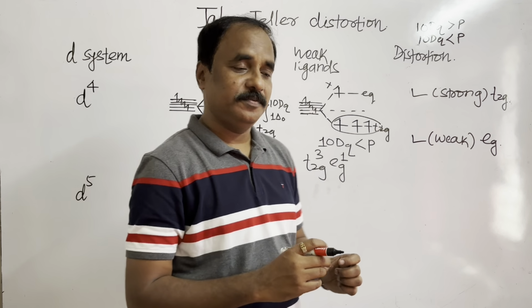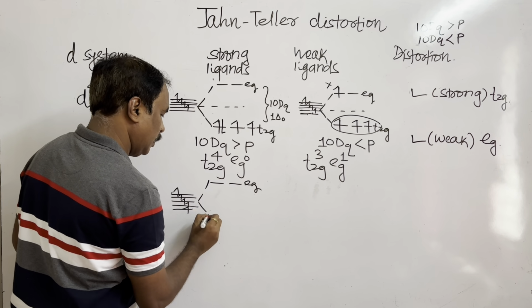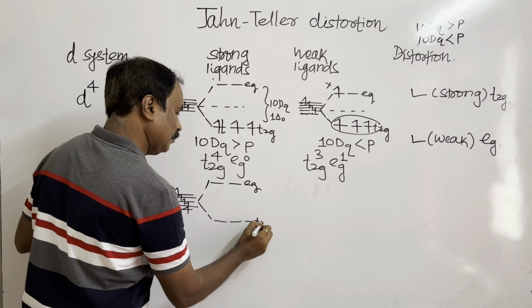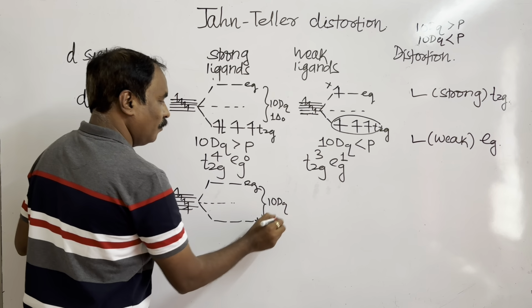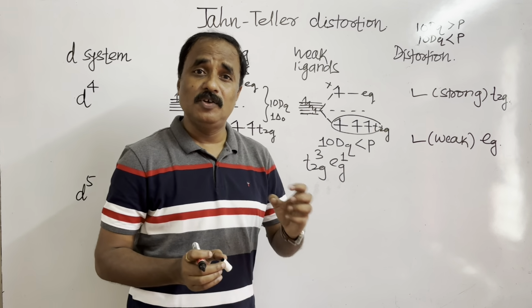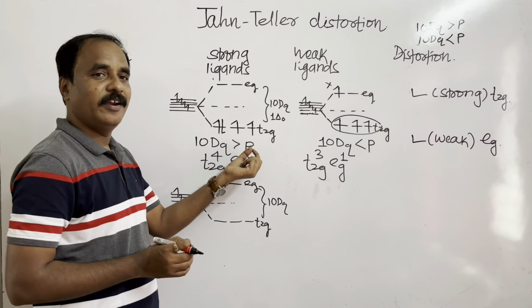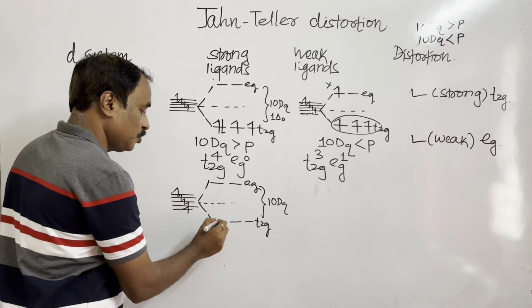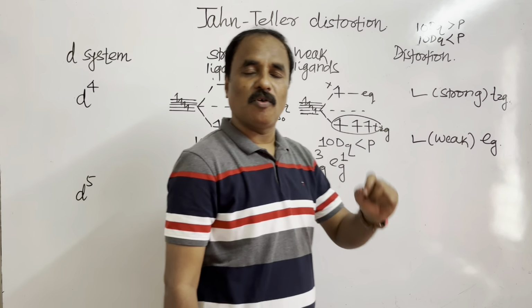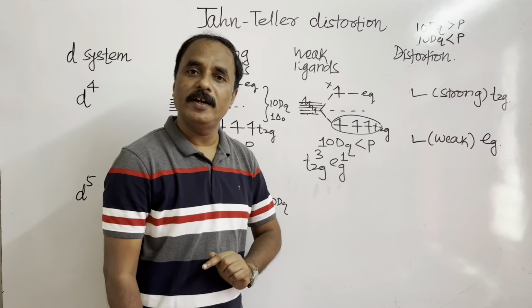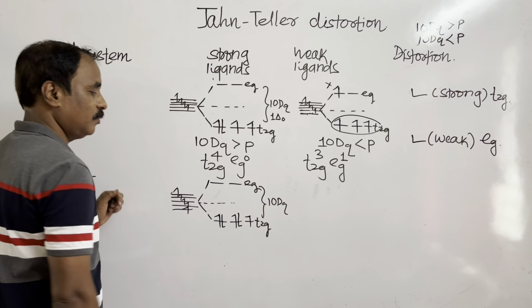Attack of strong ligands. Splitting of d atomic orbitals, Eg. And here it is T2G. This is a 10 Dq. When there is attack of strong ligands, we know the relationship between 10 Dq and P. 10 Dq, or delta, is greater than pairing energy. So here 5 electrons. First 3 electrons compulsorily enter here. Since 10 Dq is more, pairing of electrons is in T2G. So the 4th electron, here it is the 5th.